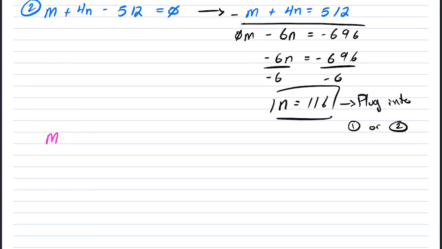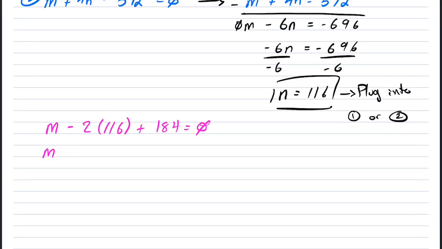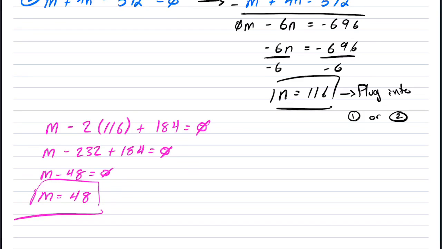So we have m minus 2 times 116 plus 184 equals 0. Okay, and 2 times 116 is going to be 232, so m minus 232 plus 184 equals 0. Let's just do 184 minus 232, it's negative 48. And m equals positive 48. So there's our two values of m and n.